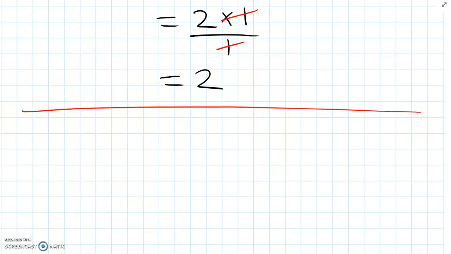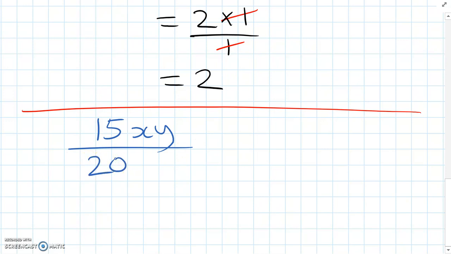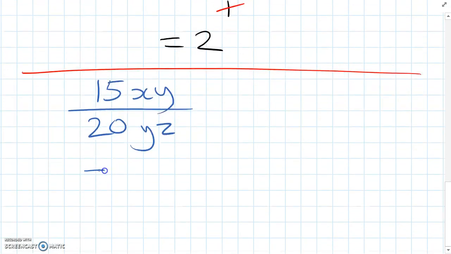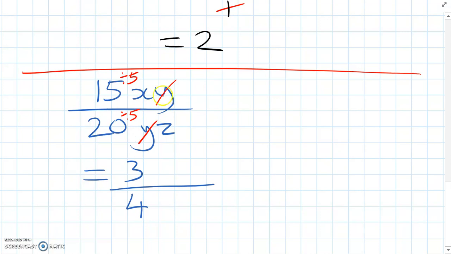Let's practice another example. If we have 15 times x times y divided by 20 times y times z, again we can think of the highest common factor to simplify the numbers, and 5 is the highest here. So we'll divide by 5. That gives us 3 over 4. And for the pronumerals, we can see that y is the only common factor between both of these. So we can basically cancel out the y's because we're dividing the top and the bottom by y. And that leaves us with x on the top and z on the bottom. So this is simplified now.